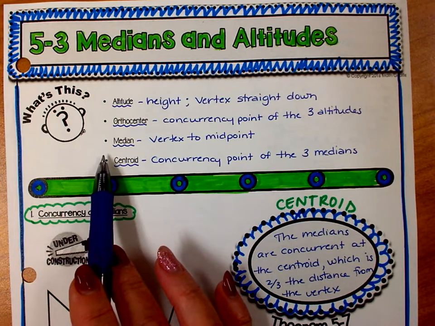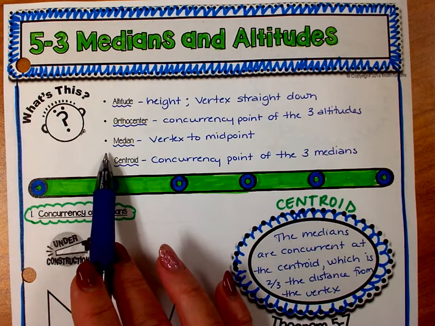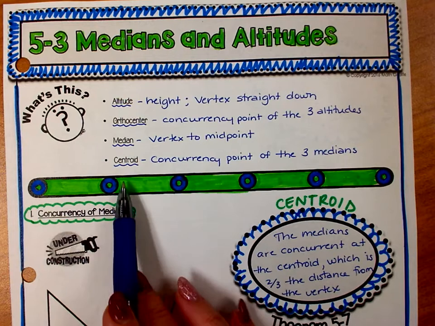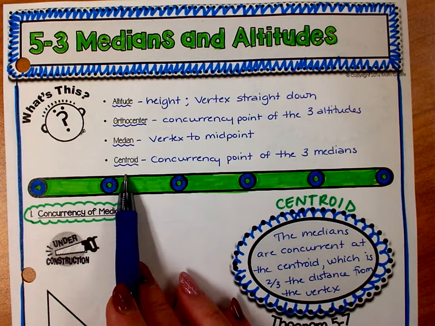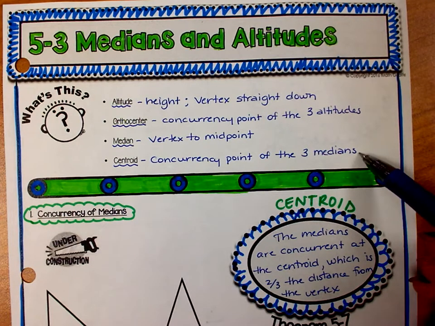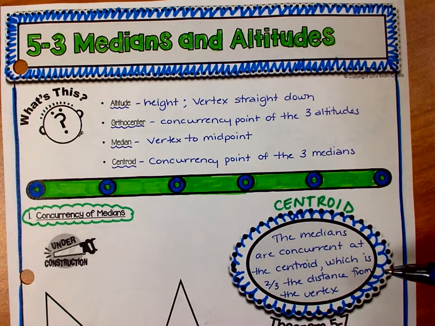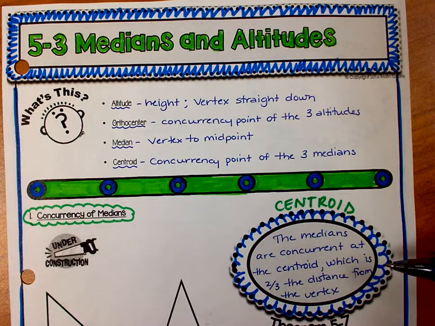The last line segment is the median. The median is vertex to midpoint, and the centroid is the intersection point of the three medians. Theorem 5.7 sets up a special property unique to medians and centroids. It says the medians are concurrent at the centroid, which is 2/3 the distance from the vertex.